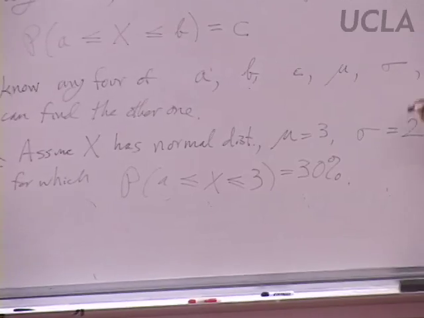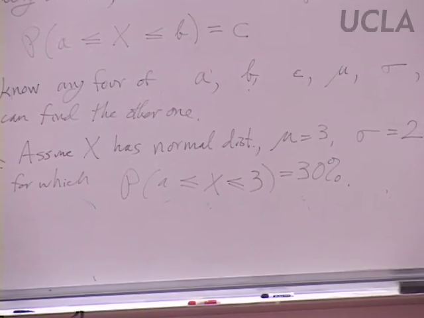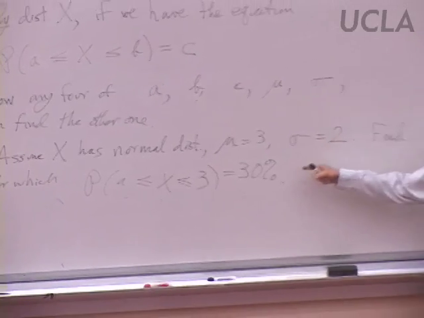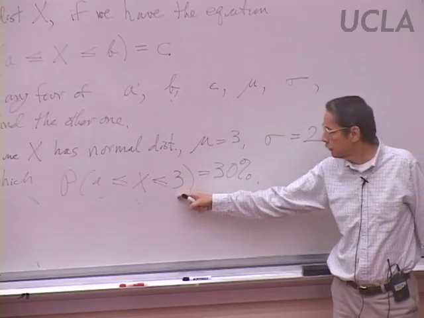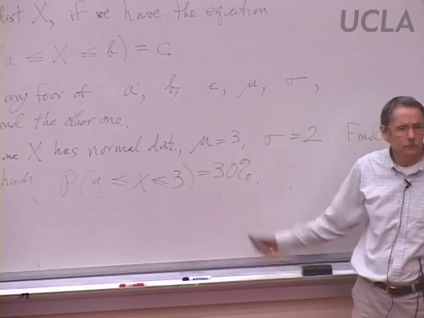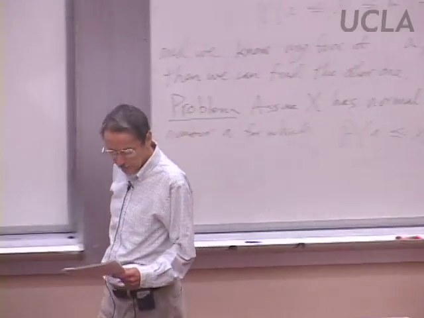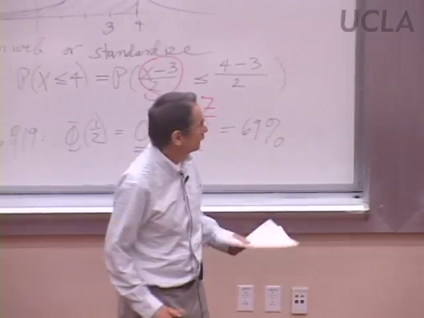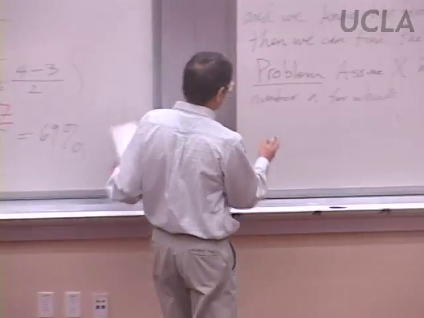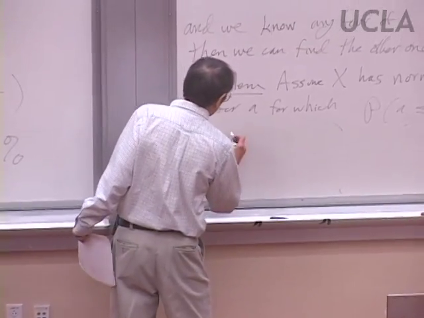That is, of these 5 numbers, we know 4 of them. We know mu, we know sigma, B is 3, C is 0.3. We want A. But the method is the same. In outline, step 0, we draw the picture.